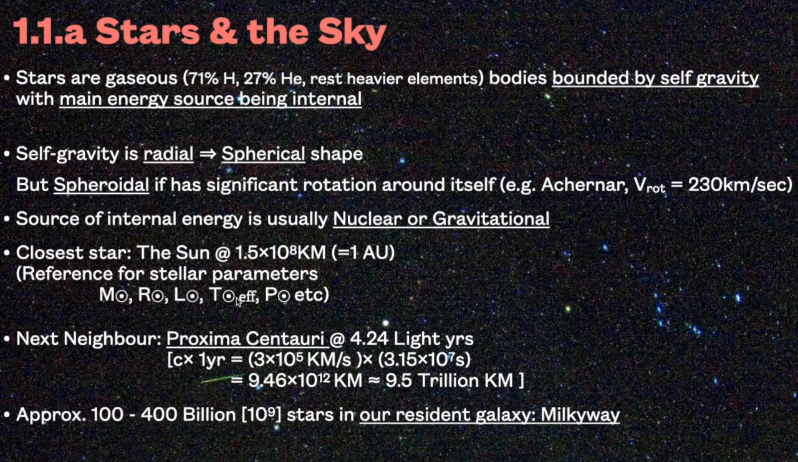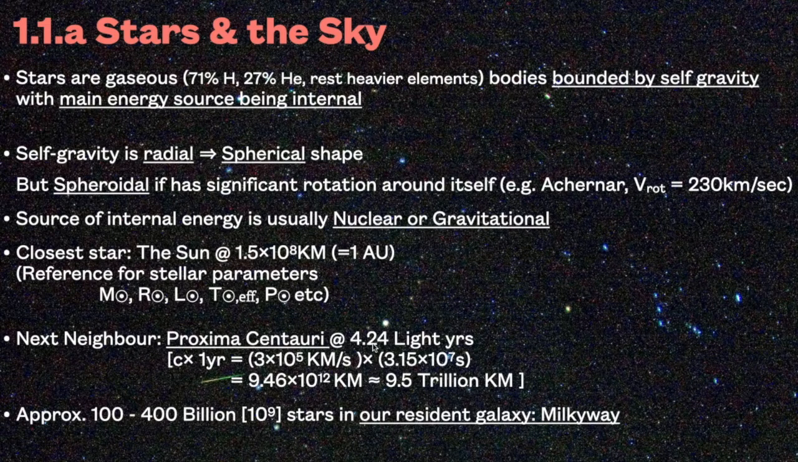So whenever we talk about the mass of some other star, we tell you the ratio of that star's mass with respect to the sun's mass. This way, you will see when we do astrophysics, most of the formulas are written in reference to solar values. Now the next neighbor, our nearest neighbor after the sun, is called Proxima Centauri.